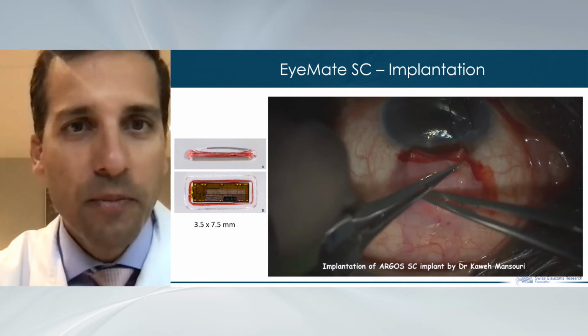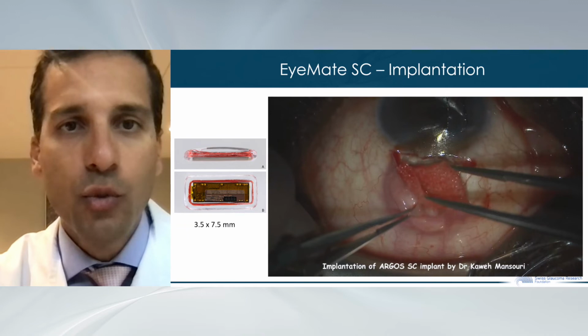We start a regular deep sclerectomy, 5x5. We dissect the superficial scleral flap. We open the superficial scleral flap, we dissect the deep scleral flap, and then we create a pocket into a suprachoroidal space where we place this device. I think the video is not running well. Okay, next slide, please. I'm sorry, I have to jump through the video.